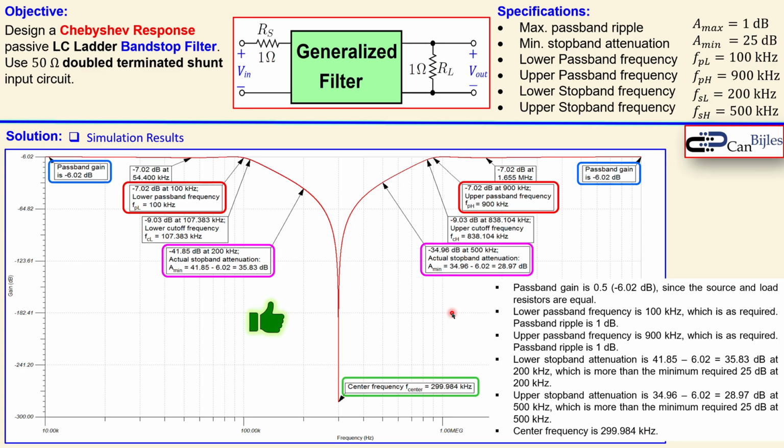Alright, this is our example number 4 about the Chebyshev response bandstop filter design using the LC ladder configuration.